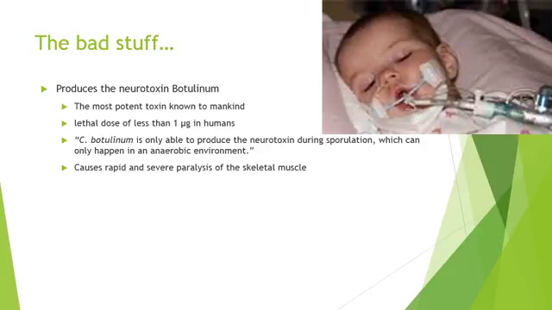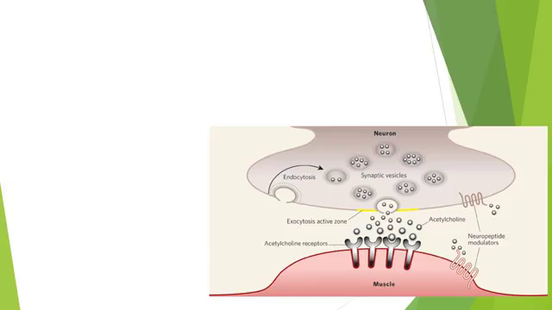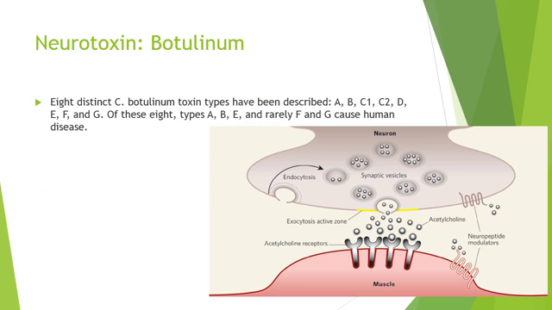But it can only produce those neurotoxins during sporulation. And again, that has to happen in anaerobic environments. But once that happens, it can cause rapid and severe paralysis. Any type of skeletal muscle is paralyzed, from eye movement to moving your fingers to even breathing. We'll talk about that a little bit more later. So this is a picture of the mechanism of action of that neurotoxin. It works by inhibiting the release of acetylcholine at the neuromuscular junction.